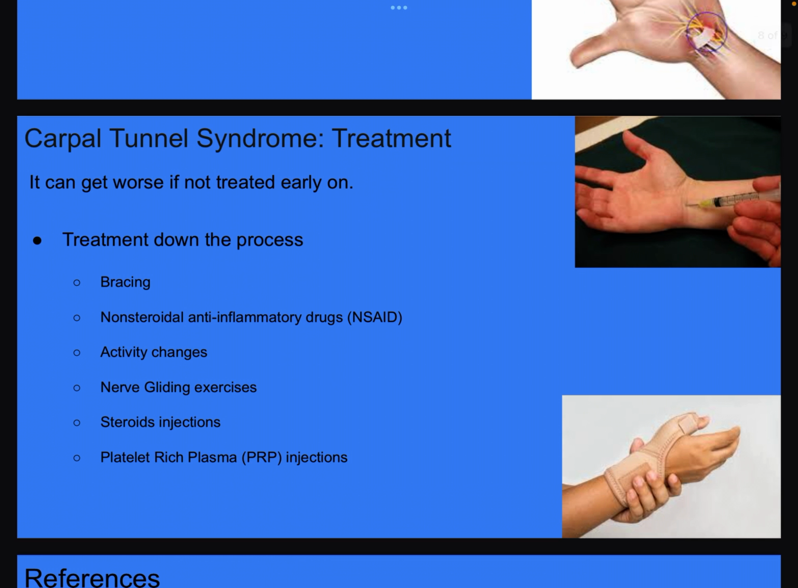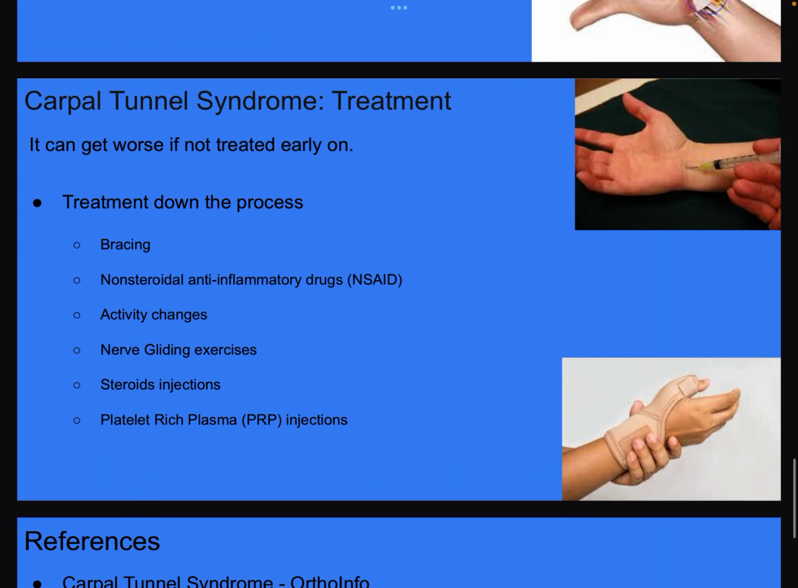So I'm sorry if you guys get a little queasy around shots, but that is one of the treatments. So we're gonna just stroll past that. But anyway, so treatments down in this process.